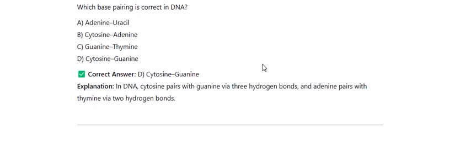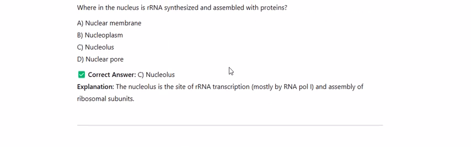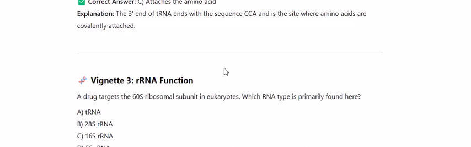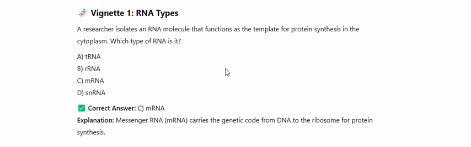Would you like the next set to focus on RNA processing, translation? Here are 10 Puerto Rico Medical Board-style clinical vignettes focused on RNA structure, function, and processing with 4 multiple-choice options and detailed explanations. Vignette 1, RNA types.